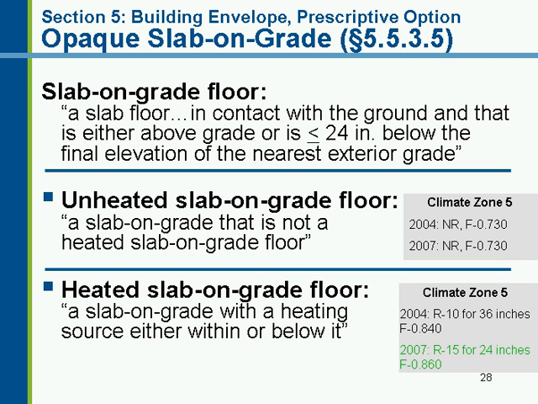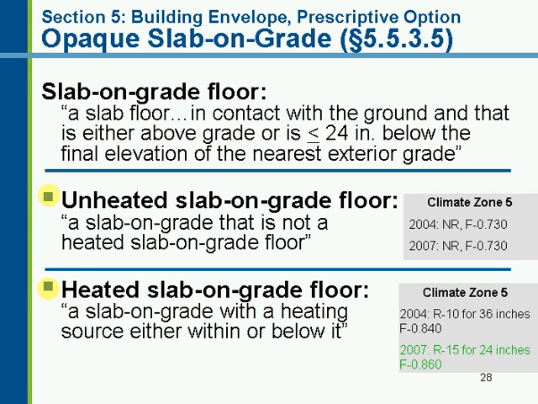Switching to the two slab-on-grade floor types. A slab-on-grade is a floor that's in contact with the ground, and it's either above grade or 24 inches or less below the final elevation of the nearest exterior grade. So it does not include basement floors, but anything which goes down up to 2 feet below the nearest exterior grade. There's two categories, unheated slab, which is a slab that does not have heating elements, or a heated slab, which is one that has a heating source either within it or below it.